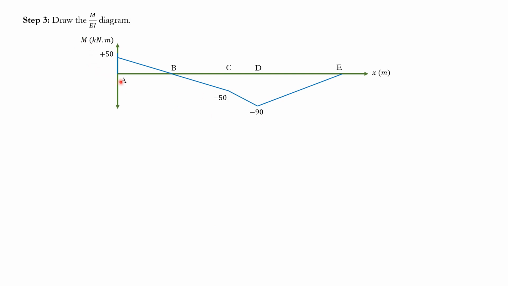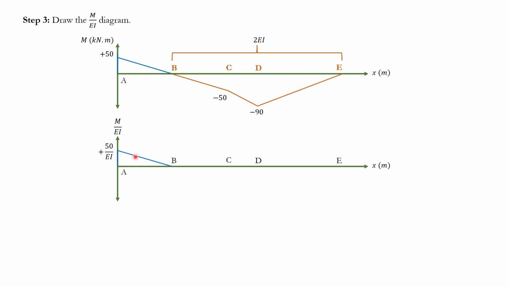The only trick is that part AB has a different stiffness and part BCDE has a different stiffness as well. AB has a stiffness of EI, and this part has a stiffness of 2EI. How do I do that? Well, I have to identify that this part is different, right? So I'm going to copy and paste this. See, it's like that, right? And this one you just say 50 over EI. Remember, it's an M over EI diagram, so you're effectively just dividing your moment diagram by EI. So 50 over EI right there.